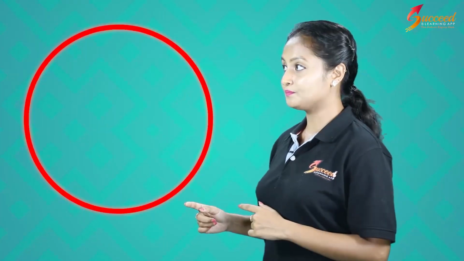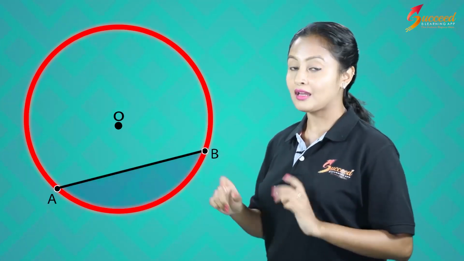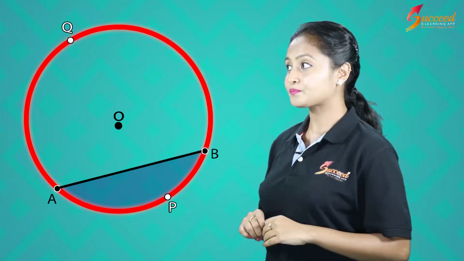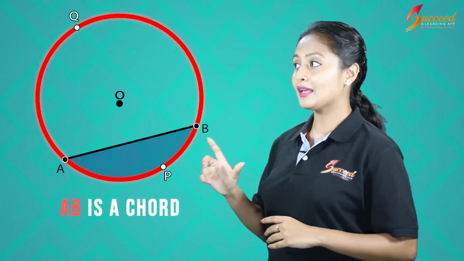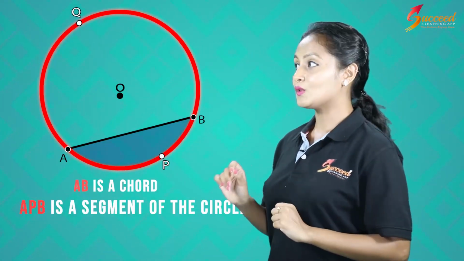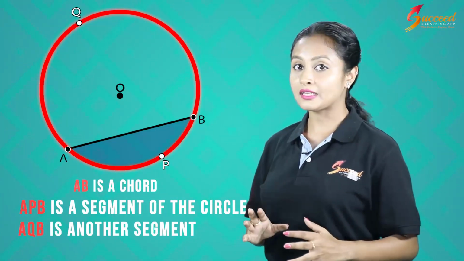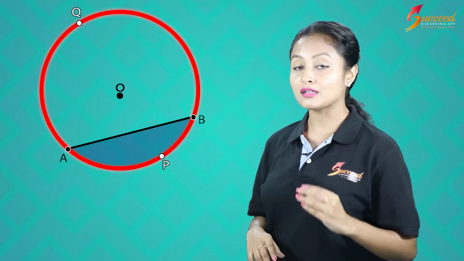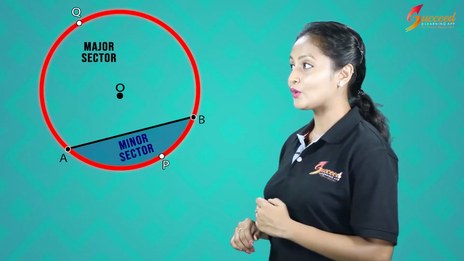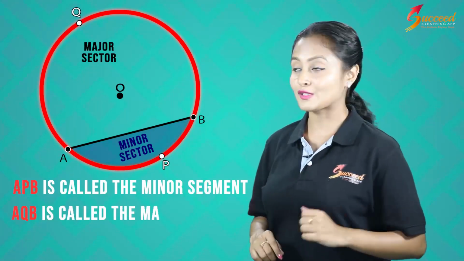Consider another circle with the center O. Now, draw a chord AB and mark 2 points, P in one of the segments and Q on the other half. Now, if you closely observe, AB is a chord and APB is the segment. Also, AQB is another segment. So, again, applying the logic, the one which is smaller is minor segment, the one which is bigger is major segment. Therefore, APB is minor segment and AQB is major segment.